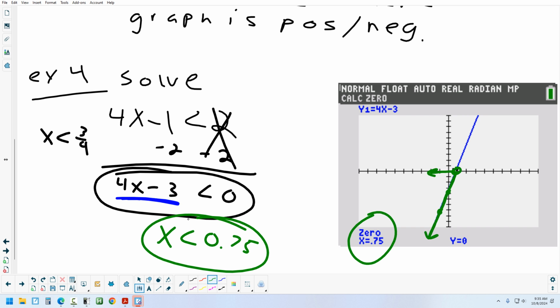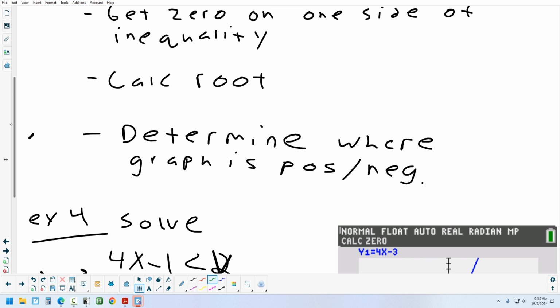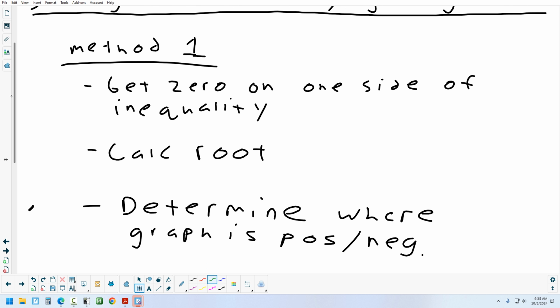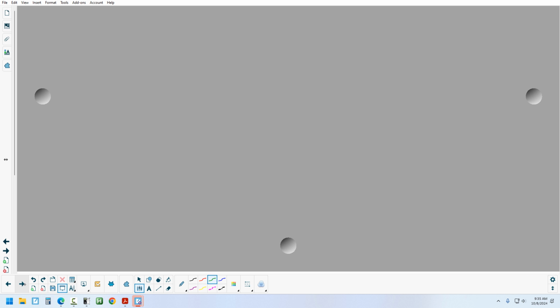If this said, where is this greater than 0, then that means I would have been on the other part of the line, and I have to plug in numbers above 0.75. And that would put me above 0. So is there any question how we got the 0.75, or why we put a less than right there? Okay. So that's one way you can solve an inequality on the calculator. Get 0 on one side.